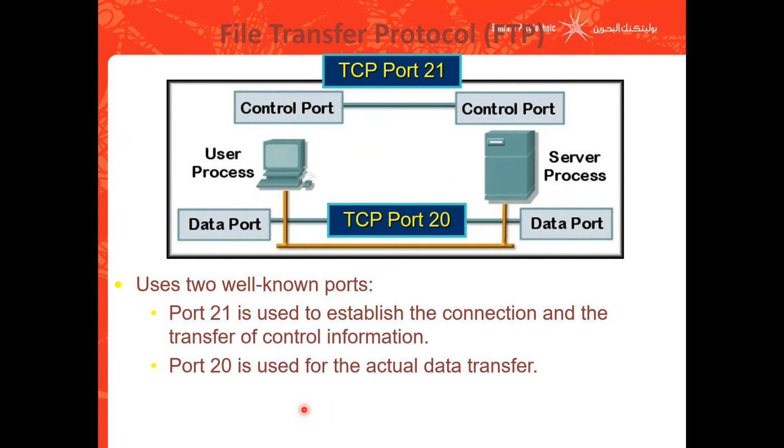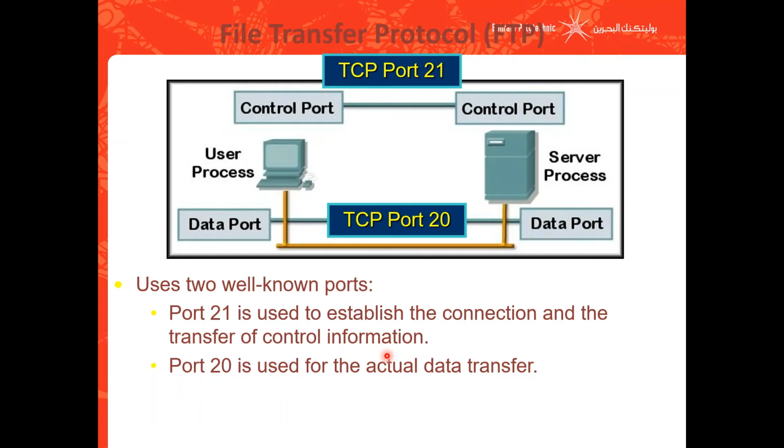Now, FTP has two ports, port 21 and port 20. Port 21 is used to establish the connection and transfer of control information. So port 21 basically figures out how to connect the sender and the receiver. Port 20 is actually the port which sends the data, the transfer. This is where the file transfer actually happens. Port 21 is just to establish the connection.